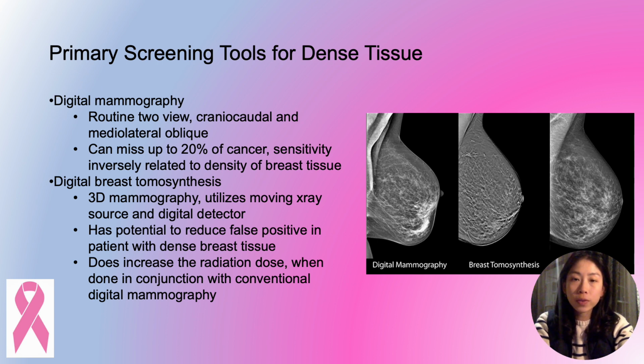So, primary screening tools for dense tissue include a digital mammogram and digital breast tomosynthesis. Digital mammogram is just a routine two-view, craniocaudal and medial-lateral oblique view. However, it can miss up to 20% of cancers, and the sensitivity is inversely related to the density of breast tissue. So the more dense the breast tissue is, the less sensitive the results of the mammogram will be. The other one is called digital breast tomosynthesis, which is a 3D mammogram and utilizes moving X-ray source and digital detector. It has the potential to reduce false positives in a patient with dense breast tissue. However, it does increase the radiation dose when it's used together with conventional digital mammogram.